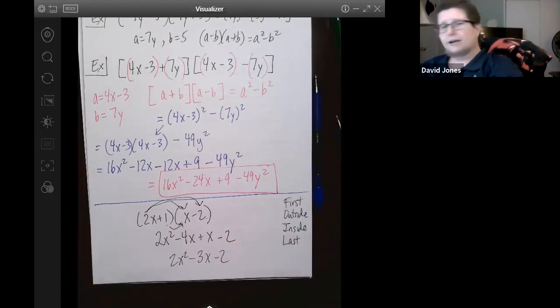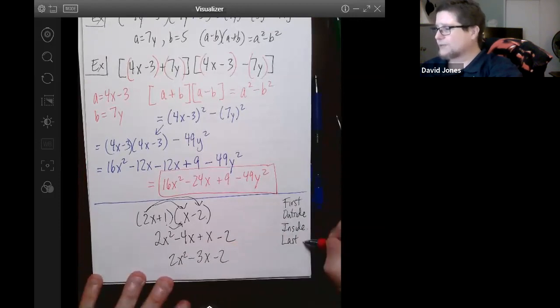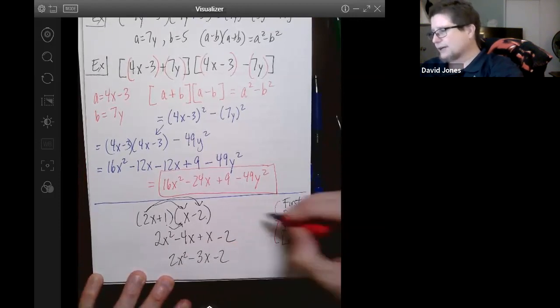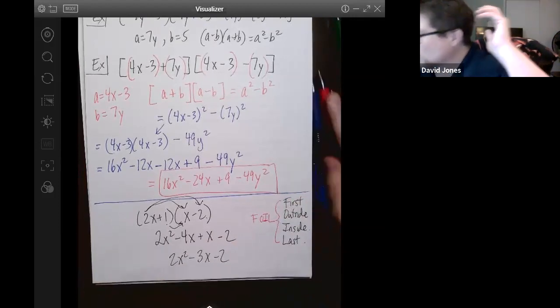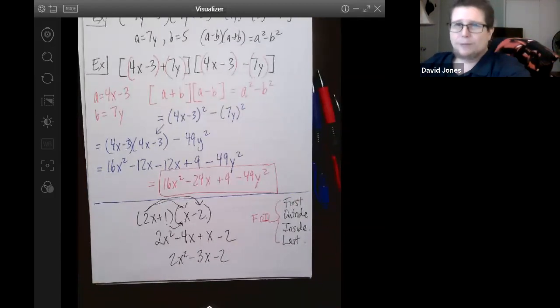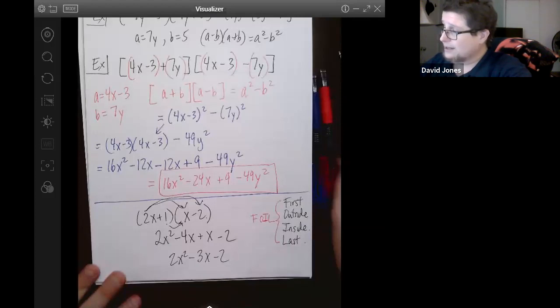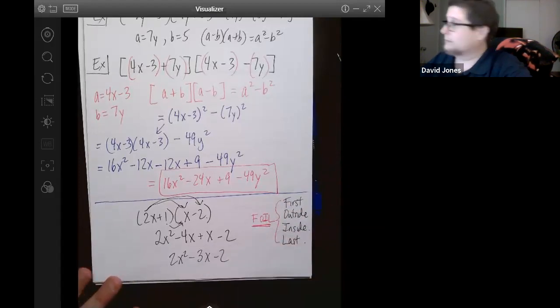But notice if I call that first terms, outside terms, inside terms, last terms, and I use the first letters, this says FOIL. So when there's two binomials or parentheses with two terms each, you might hear people say FOIL them. It means multiply them out. So when they say FOIL, FOIL is distribute, things like this.